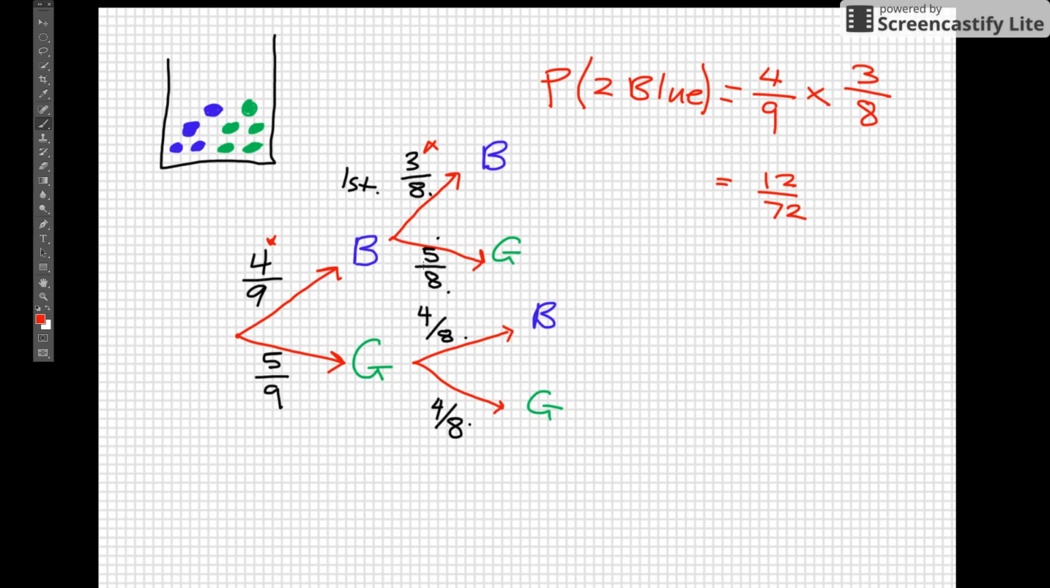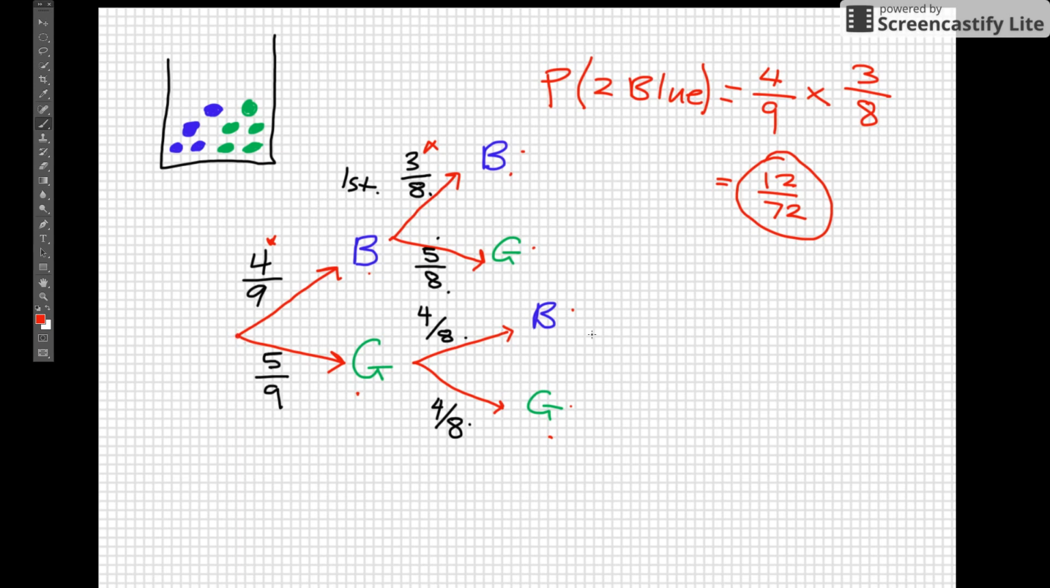Next, you could be asked, what's the probability of getting 2 marbles that are the same color? So now we have to look at separate branches of this tree. How many of these outcomes here represent 2 marbles of the same color? Well, we just looked at one of them. That was getting 2 blue marbles. And we've worked out already that the chance of getting 2 blue marbles is 12 out of 72. Now the other way you could get 2 marbles of the same color is getting 2 green marbles. So let's follow that branch.